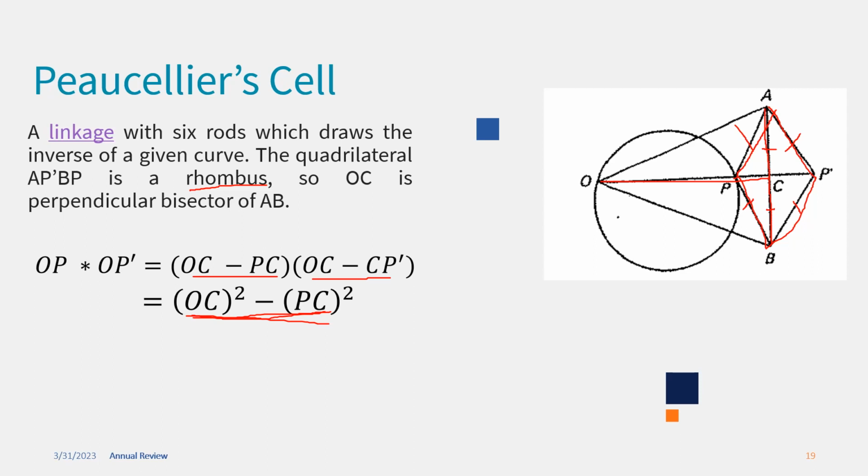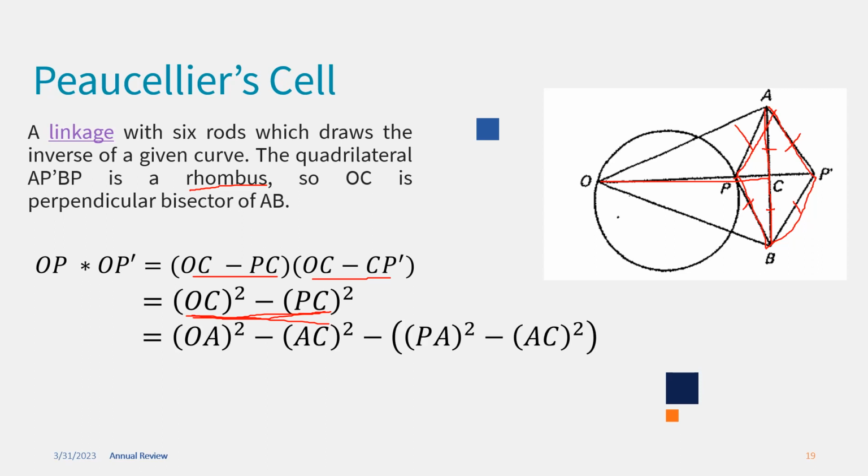All right, moving on. Let's simplify everything. So OC squared minus PC squared. In this case, we are applying the Pythagorean theorem. Then if we simplify, we have OA squared minus BA squared, since we're going to subtract this. So we have the value of OP times OP prime equal to OA squared minus BA squared.